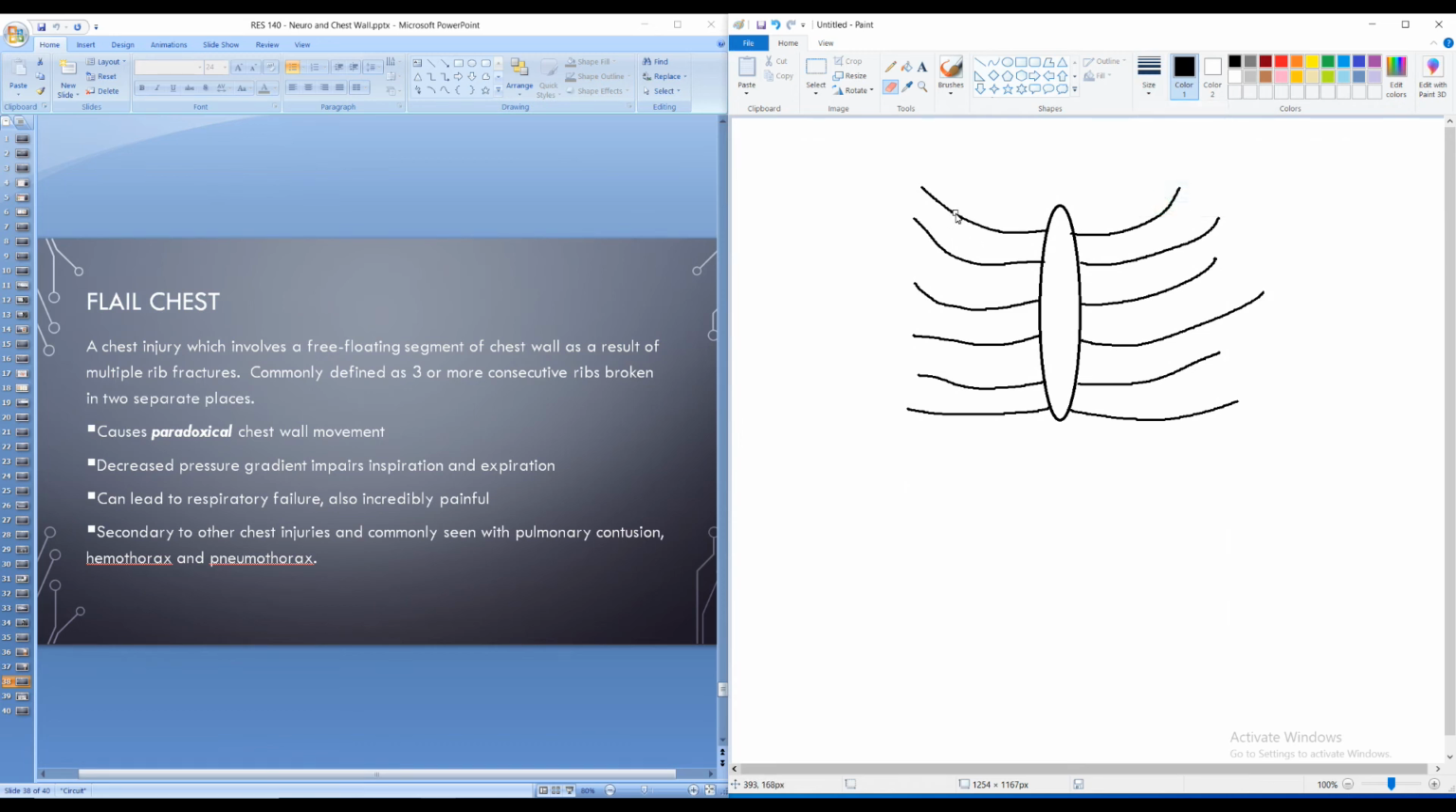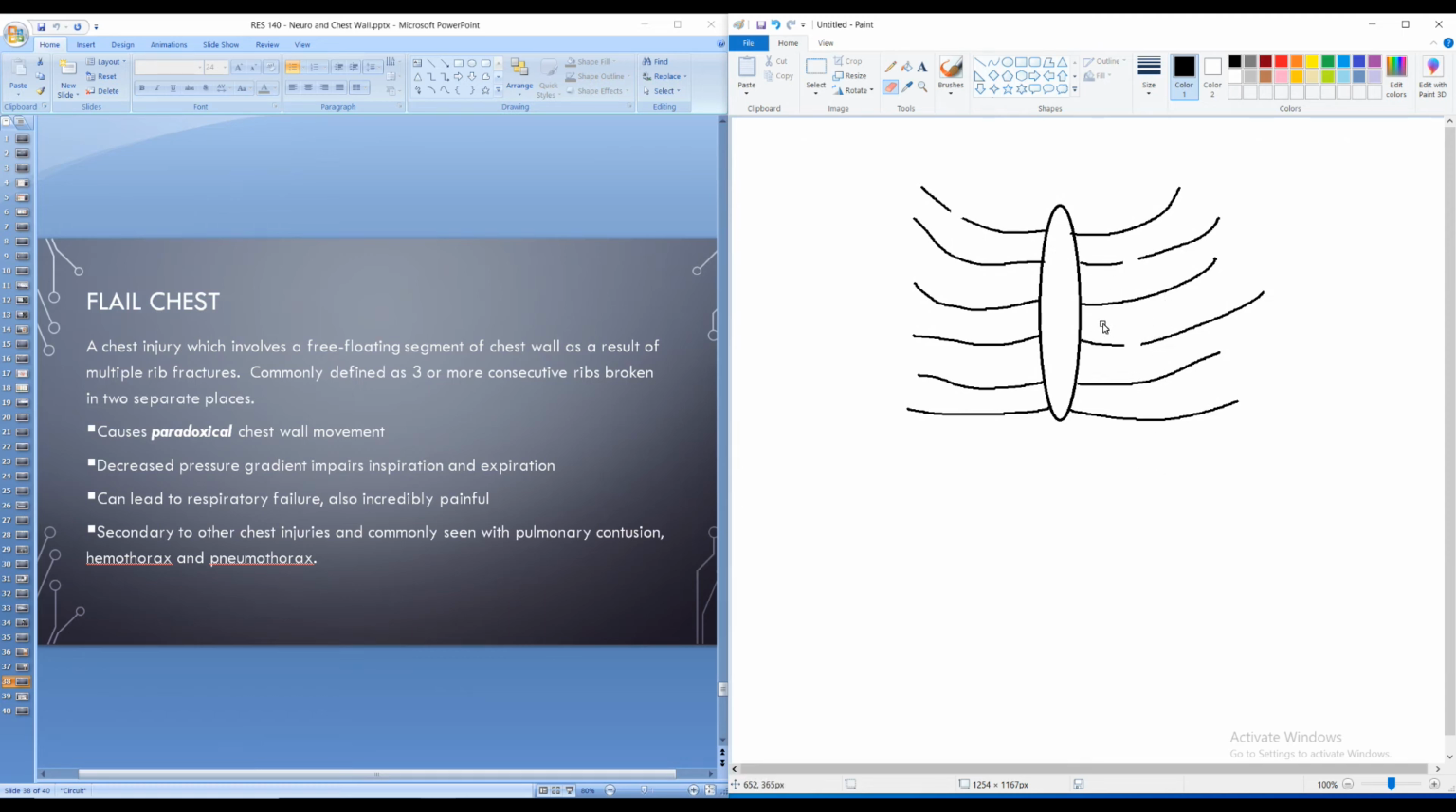So if we break our ribs here, and let's say right here. Well, there we go. That's 3 broken ribs. But that's not consecutive ribs, and they're not broken in 2 separate places. That's just 3 rib fractures.